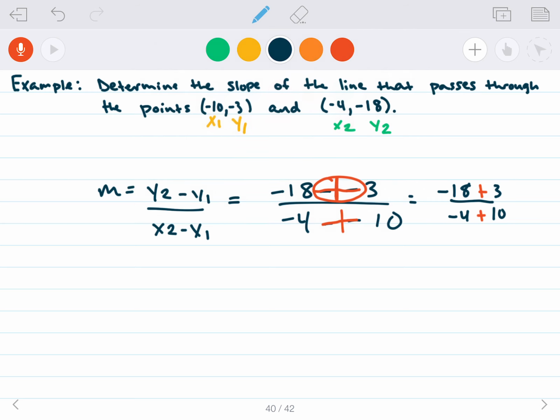Okay. So on top, negative 18 plus 3 is negative 15. On bottom, negative 4 plus 10 is positive 6. And I can simplify this by 3. So dividing top and bottom by 3, I get negative 5 over 2. And that is my slope.